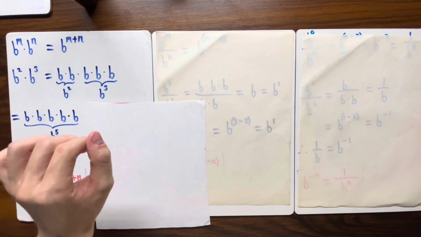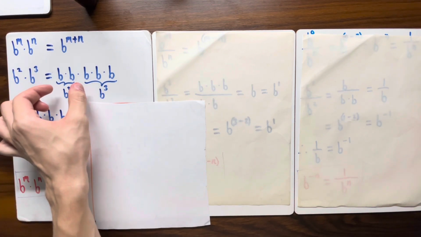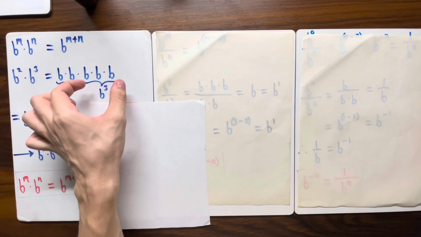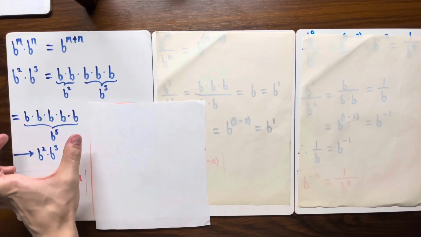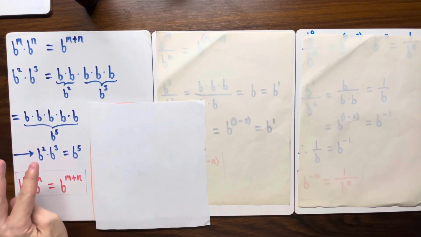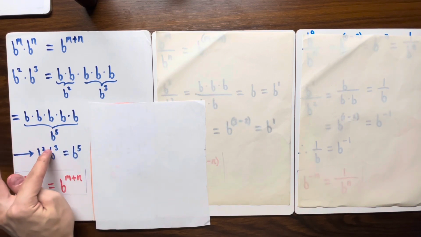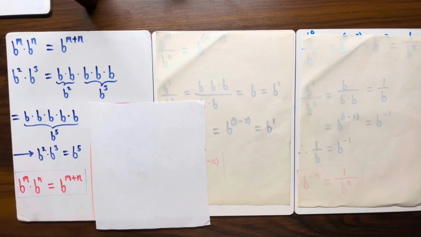B squared times b cubed. Well, what is b squared? Well, it's b times b. And what is b cubed? Well, it's b times b times b. So we get this expression. And notice there's 5 b's, so this is the same thing as b to the 5th. So what we've just seen is that b squared times b cubed is the same thing as b to the 5th. So in general, this is the rule.